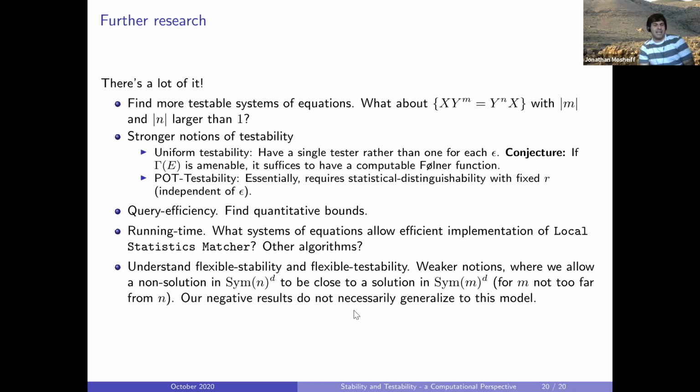And one can conjecture, just due to the way these things work with amenable groups, that maybe if the Følner function of the amenable group is computable, maybe one can get uniform testability. Anyway, it would be interesting to understand from a group theoretic point of view, does uniform testability correspond to any natural thing in terms of group?